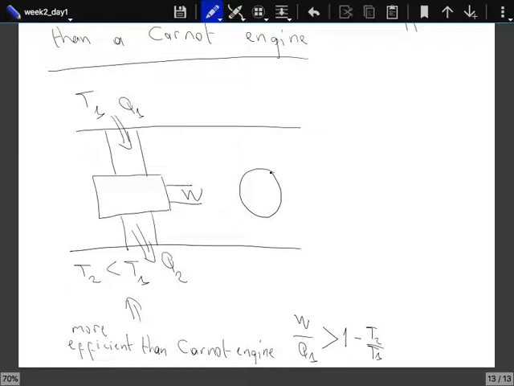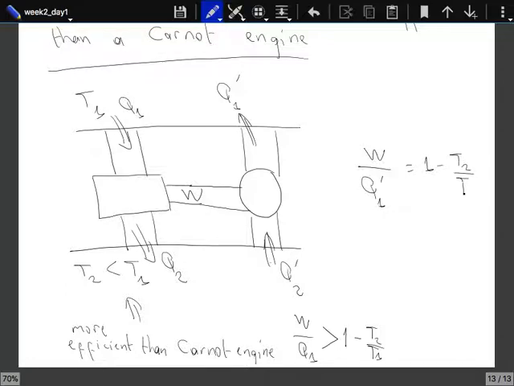Let me use this machine to run my Carnot engine in reverse. There is this work extracted. Let me just use all of that work to extract some heat from the colder reservoir and dump some of it to the hotter one. And from the Carnot engine, I know that omega over Q1 prime, you see, if I run it in the forward direction, this Carnot engine will take Q1 prime, do the work W, and dump Q2 prime. So omega over Q1 prime would be the efficiency of this Carnot engine, which is 1 minus T2 over T1.